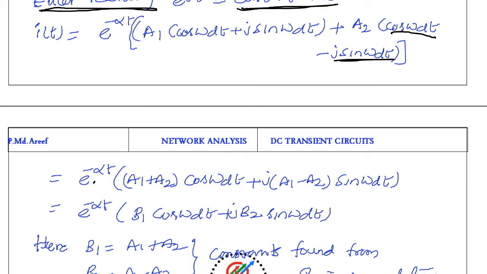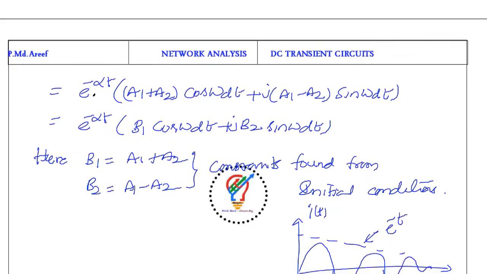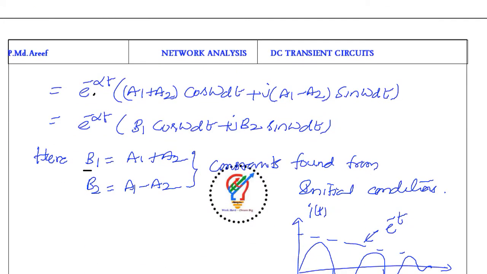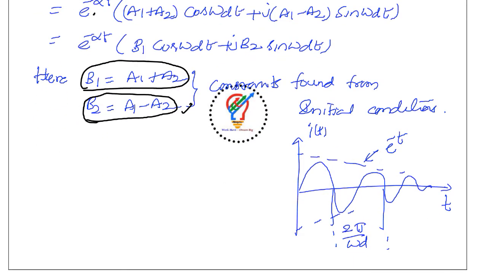So this becomes e power minus alpha t into b1 into cos omega d t, where b1 is another constant, which is nothing but a1 plus a2. Similarly, j into b2 is a1 minus a2, another constant. These are found from the initial conditions, so a1 and a2 can be found from the initial values. If you take the underdamped response, it is going to be decaying oscillations like this.